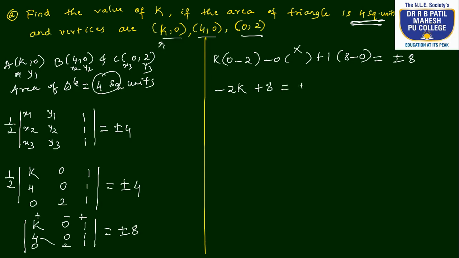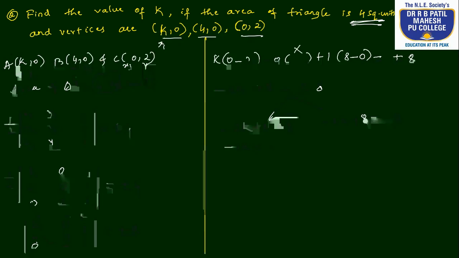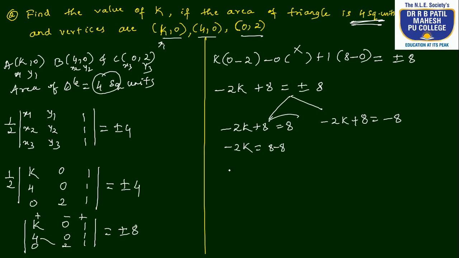From here you need to go for two ways. One is positive and one is negative. Okay, let me write it like this. Minus 2k plus 8 is equal to 8 and minus 2k plus 8 is equal to minus 8. Next, here minus 2k, if I take 8 to the right hand side, I am going to get 8 minus 8. So minus 2k is equal to 0 and k equals 0, because 0 by minus 2 will be 0. 0 by any number is 0.